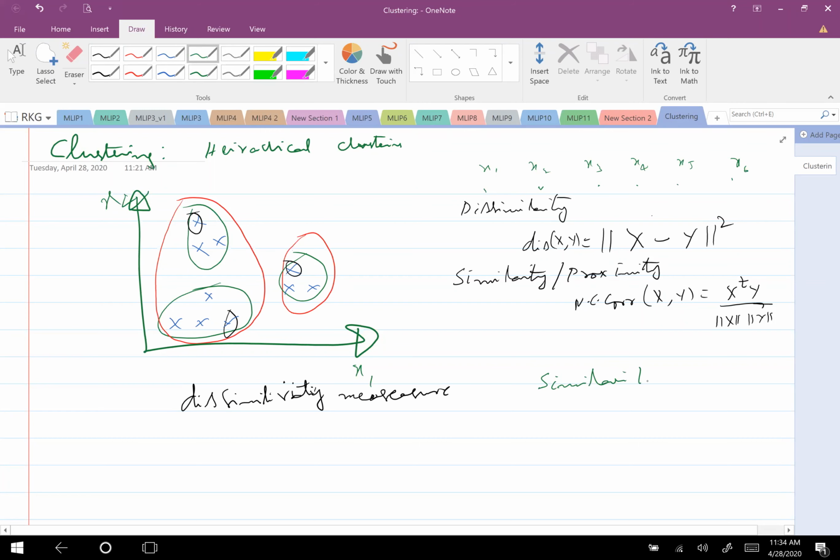L1 distance. Okay, good. So L1 distance is also one of the measures. That is the norm of X minus Y, the L1 norm we call. That is mod of X1 minus Y1 plus mod of X2 minus Y2, or mod of Xi minus Yi, summation over i. Fine. So this is another dissimilarity measure.